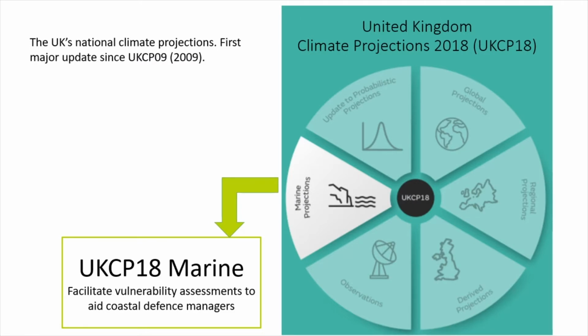UKCP 18 is the United Kingdom Climate Projections. It is the first major update since the previous edition, which was UKCP 09, and before that there was an edition in 2002, so roughly a 10-year cycle.